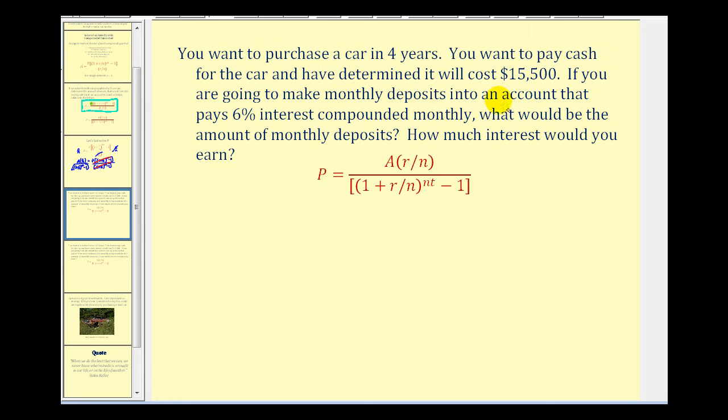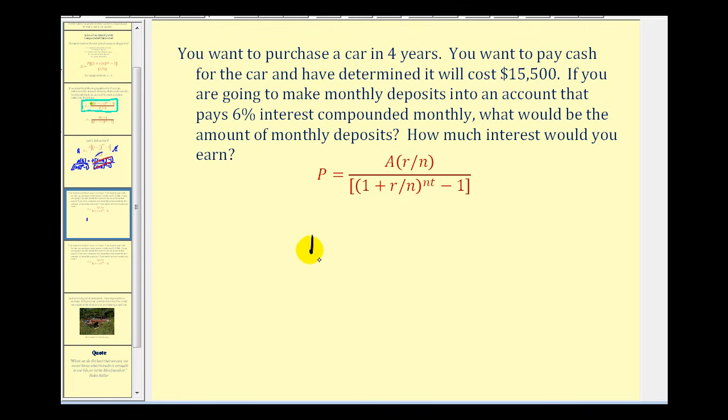Let's go ahead and give it a try. Let's say you want to purchase a car in 4 years, and you want to pay cash for the car and have determined that it will cost $15,500. If you are going to make monthly deposits into an account that pays 6% interest compounded monthly, what would be the amount of the monthly deposits? And how much interest would you earn over this period?